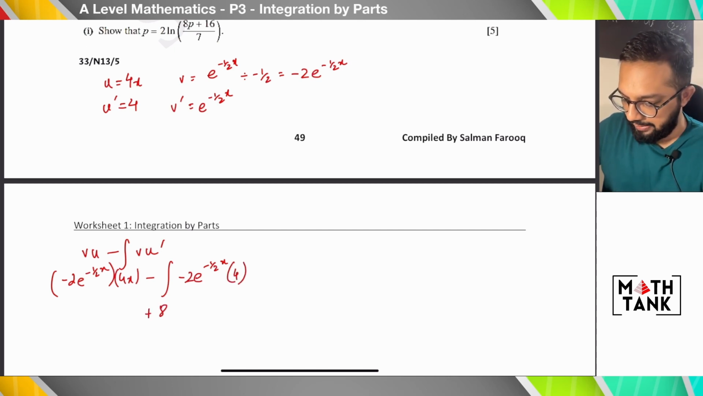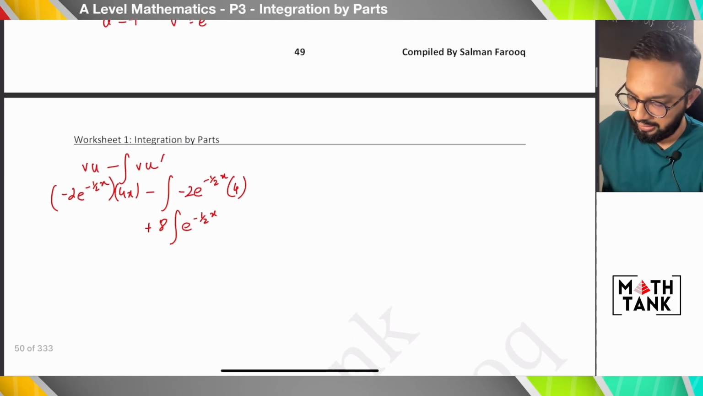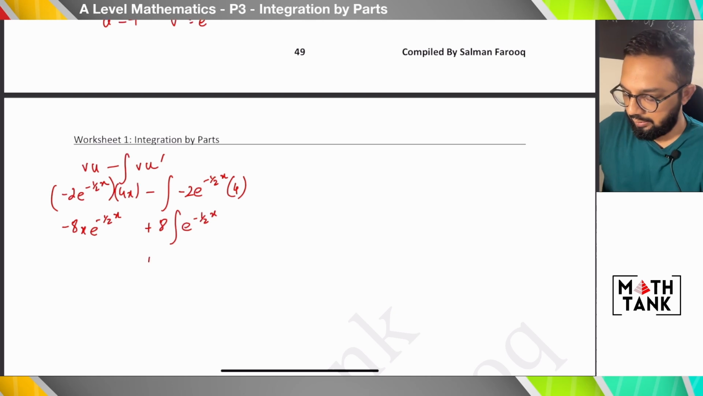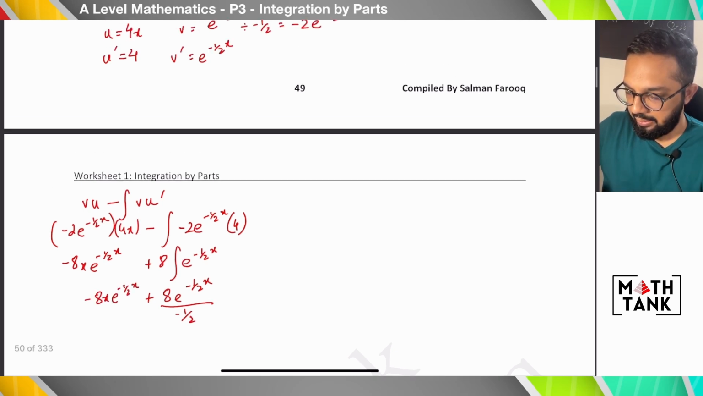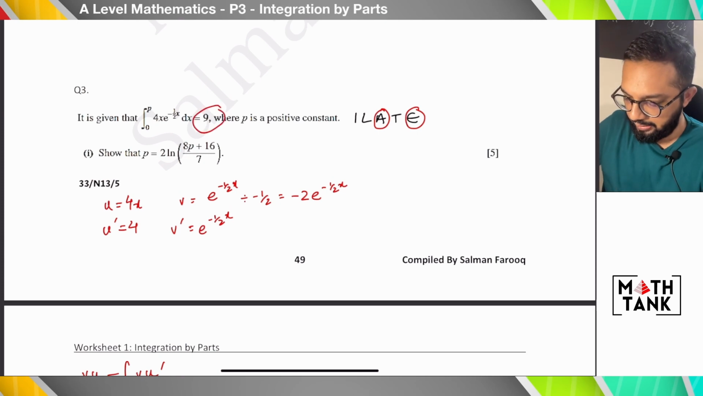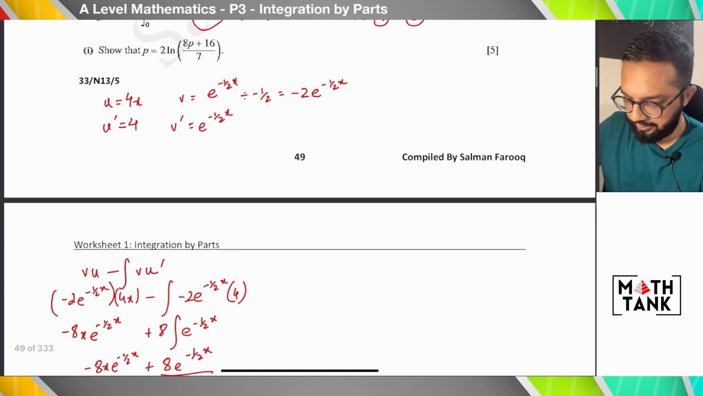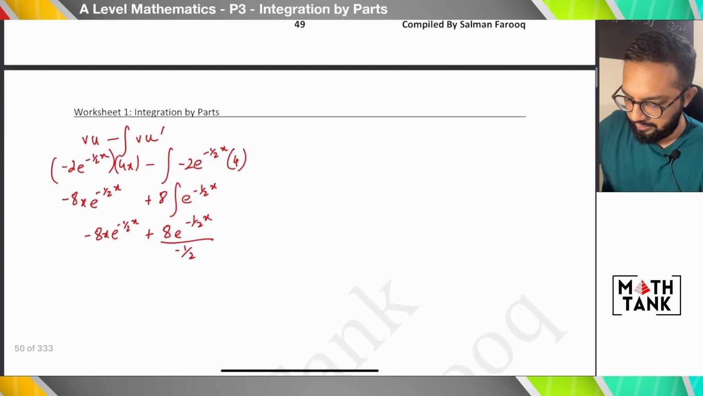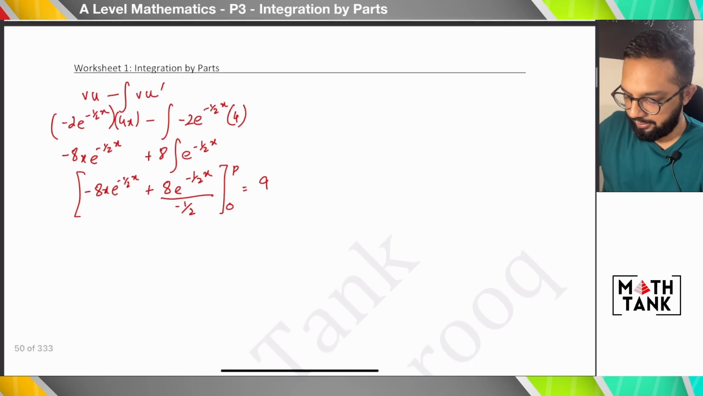I can pull out a plus 8, minus 8 outside, which makes it a plus 8. So integrating this again gives me 8 e power minus half x divided by minus half, and I have this on the other side. Then I have the limits from 0 to p, and this should equal 9, and I need something in terms of ln.